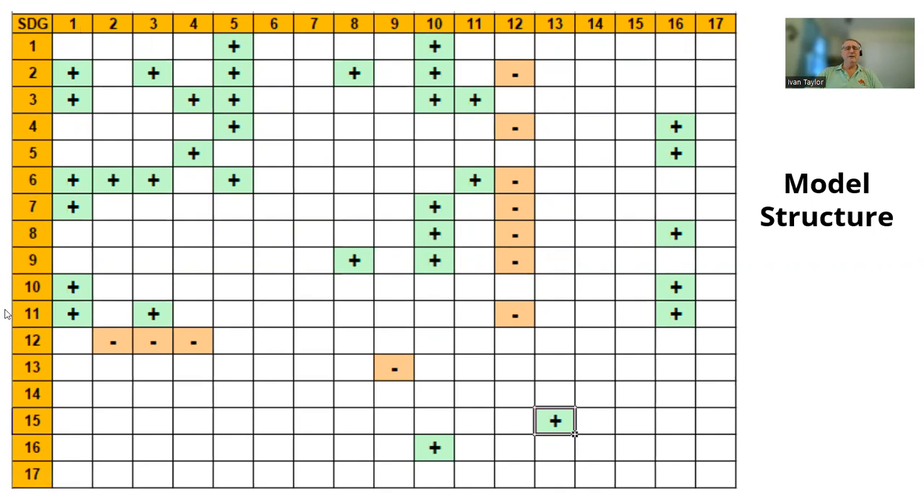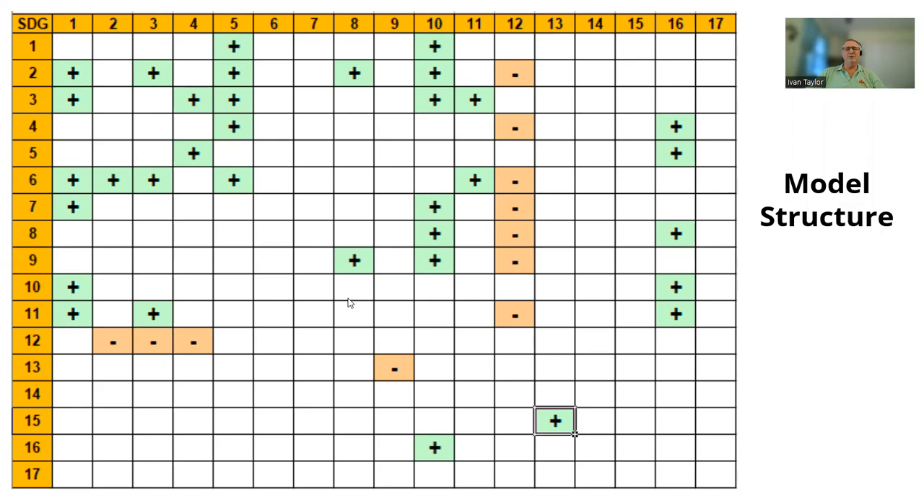And then an increase in goal number 2 would have a decrease in goal number 12. And a decrease in goal number 2 would have an increase in goal number 12. So these are the polarities, as we call them, between the model, and it shows the structure of the model we built.